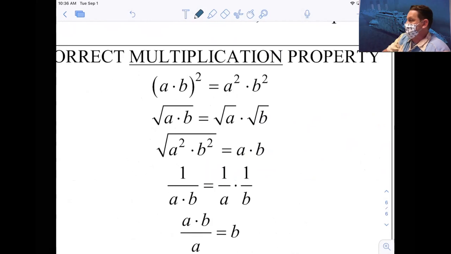All of the things in this left column work. You can actually do them, and it's because they are factors, which means multiplied or divided. These work. AB quantity squared is A squared B squared. The square root of AB is the square root of A times the square root of B. Remember, these things work left to right as well as right to left. The square root of A squared times B squared is just AB.